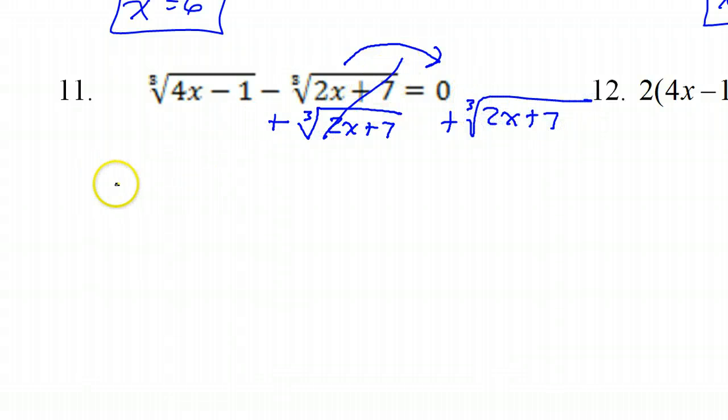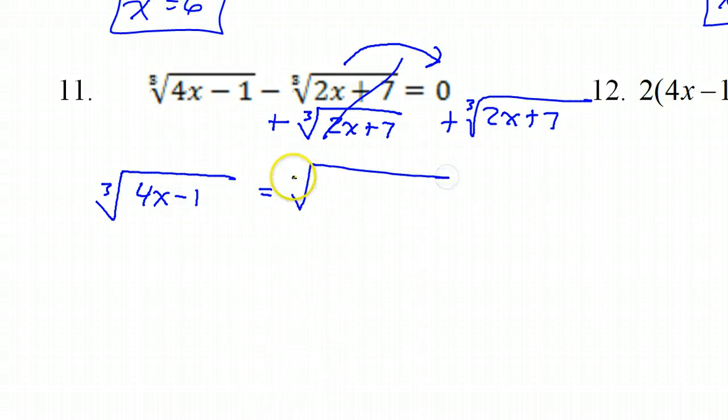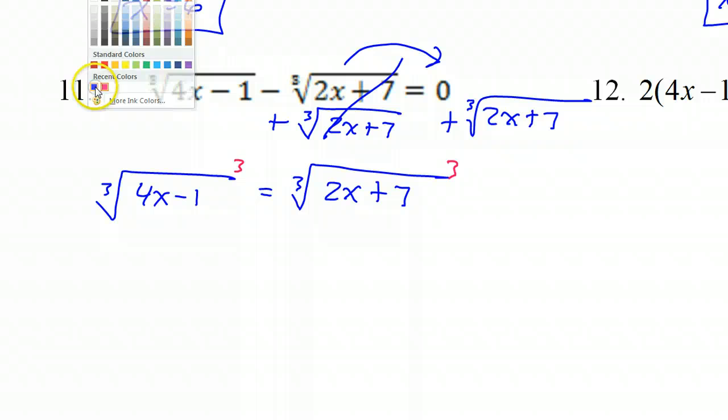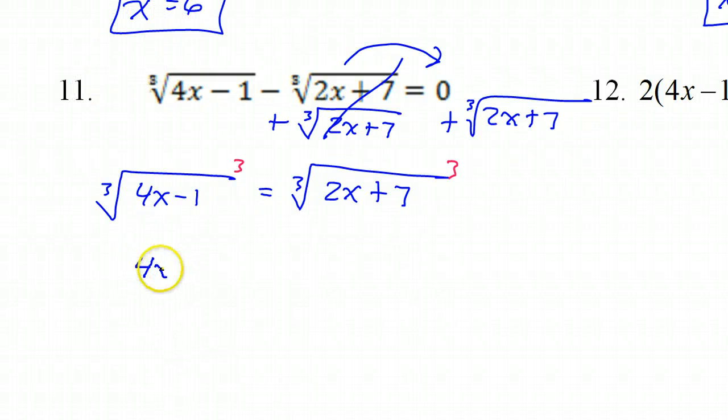Alright, so these will cancel out. So you will wind up with the cube root of 4x minus 1 equals the cube root of 2x plus 7. Now you can cube both sides. Alright, and poof, that cancels out the radical, so you will have 4x minus 1 is equal to 2x plus 7.